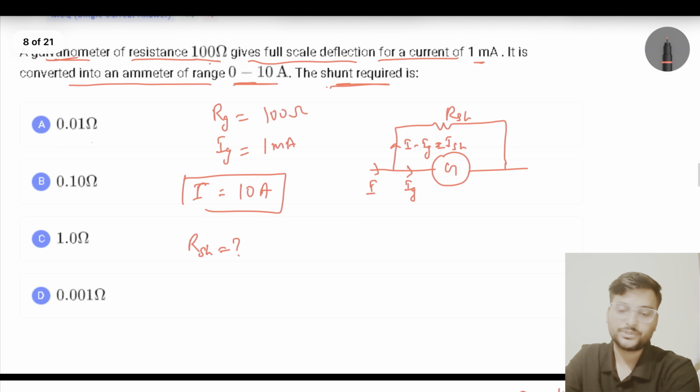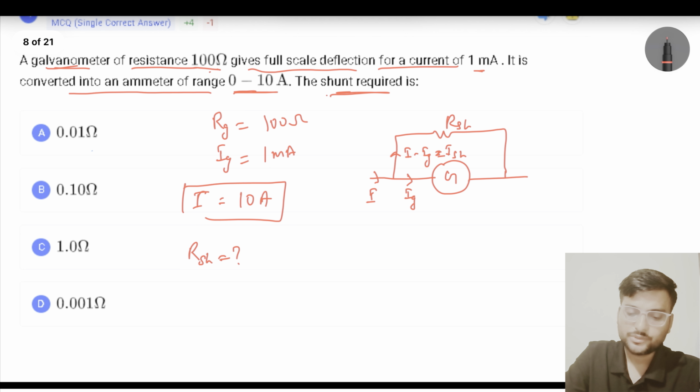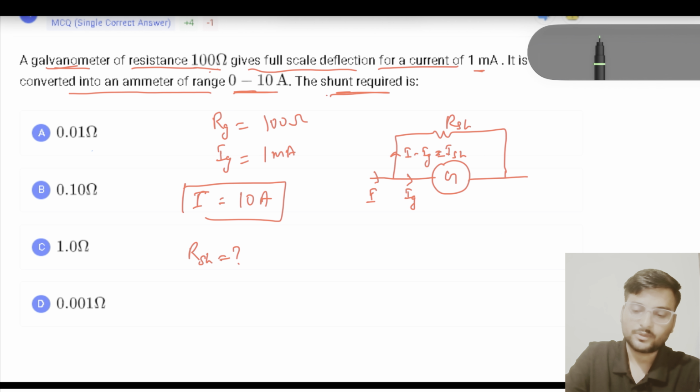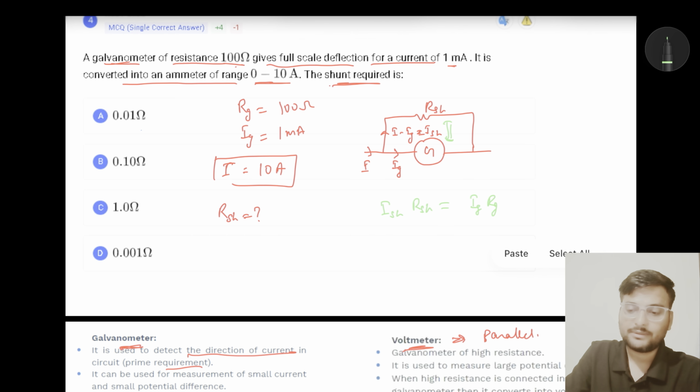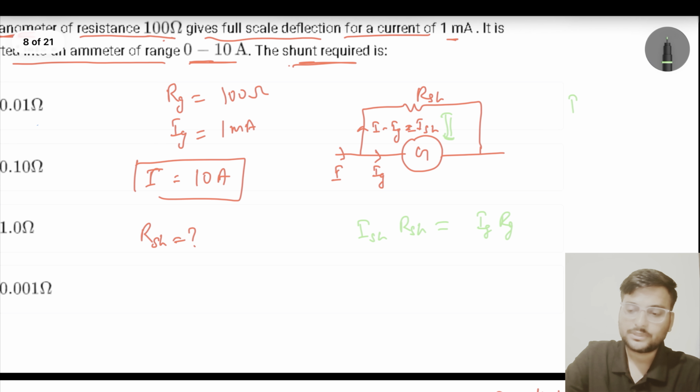Now we are going towards the question. Whenever they ask for the shunt resistance, we do one thing here. In parallel, voltages are the same. So I can say that I SH into R SH is equal to Ig into Rg. In this case the galvanometer current is very small, that is 10 power minus 3 ampere, and the given current I on this side is 10 ampere.